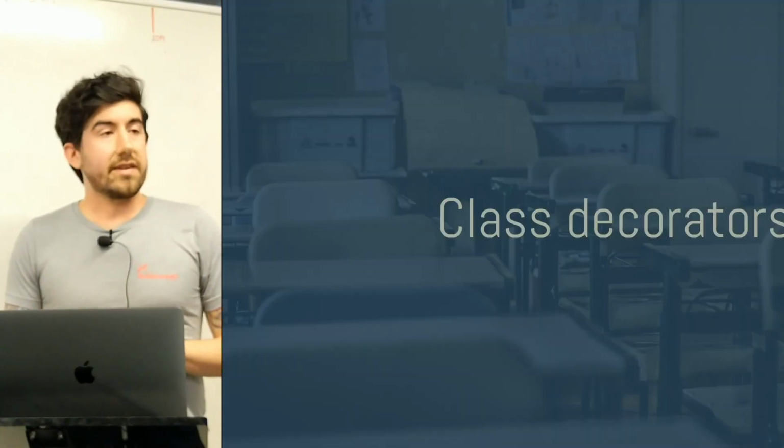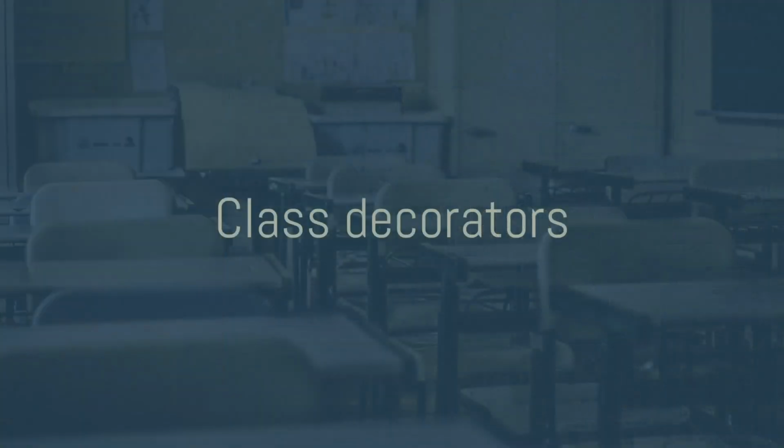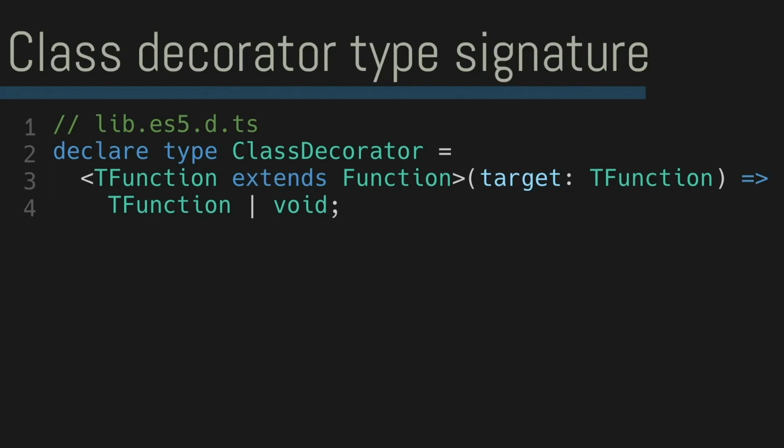So the first one I want to start with is a class decorator, because that's what we saw with the component decorator that you open up with. Now, if you go into the TypeScript documentation, this is the actual class decorator type signature. This will be in your node modules. This will be on their GitHub. It's very easy to access.